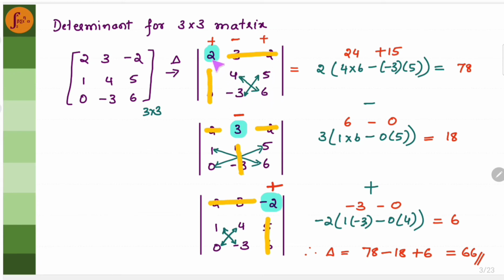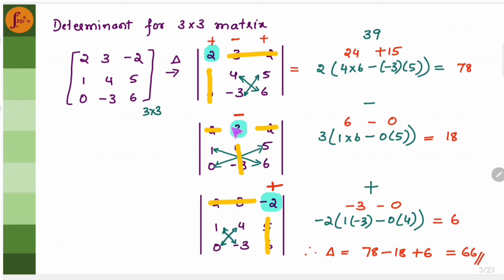So you take 2, and then multiply like a 2 by 2 matrix: 4 into 6 minus 3 into 5. There should always be a minus in between when you're doing this cross multiplication. 4 into 6 is 24. Minus 3 into 5 is minus 15. Minus and minus is plus. So you get 24 plus 15, which is 39. 39 into 2 is 78.